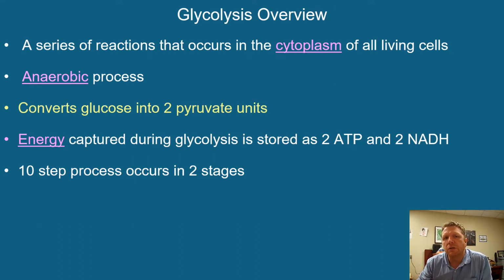Glycolysis overview. This is a series of reactions that occurs in the cytoplasm of all living cells, in the cytosol. This is an anaerobic process, so no O2 required. This is going to convert glucose, a single 6-carbon sugar, into 2 pyruvate molecules. So these are 2X 3-carbon molecules. The energy captured during glycolysis is stored as 2 ATP molecules and 2 NADH. This is a 10-step process which occurs in the course of 2 different stages.